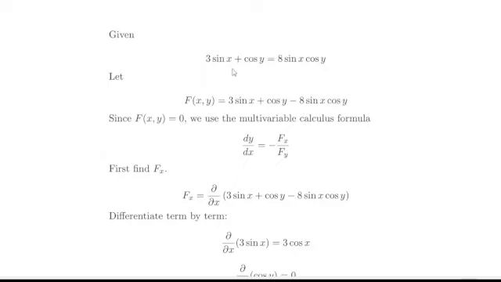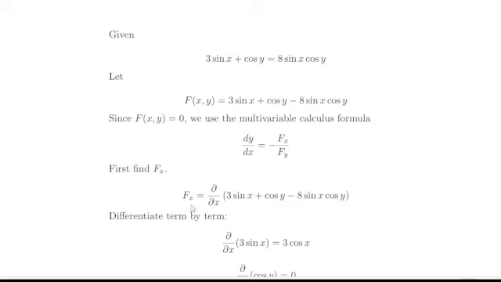In this video, we're given 3 sine x plus cosine y equals 8 sine x cosine y. Let's subtract both sides by 8 sine x cosine y. And so we have our function that depends on x and y equals 3 sine x plus cosine y minus 8 sine x cosine y. And now we can use the formula that says that dy over dx is equal to negative partial of f with respect to x over partial of f with respect to y.